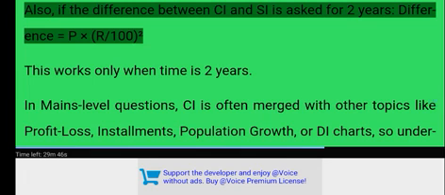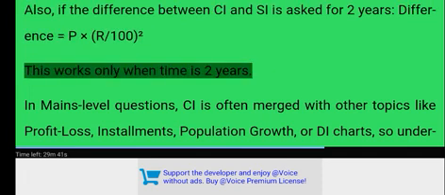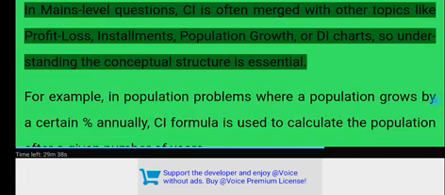Also, if the difference between CI and SI is asked for 2 years, the difference equals P times (R/100) squared. This works only when time is 2 years.